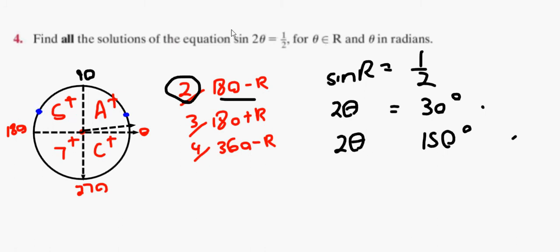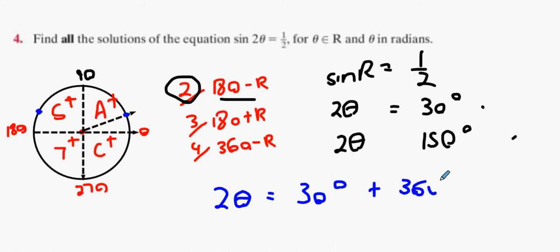And the deal is that there's infinite answers. You can keep going around this circle as long as you want, and you will keep clocking up two answers every rotation. Have I lost anybody there? So when's the next two answers? 390, isn't it? And then add 360 onto 150? 510. Now, to combat this issue, the answer for 2 theta is 30 degrees plus 360 degrees multiplied by n.